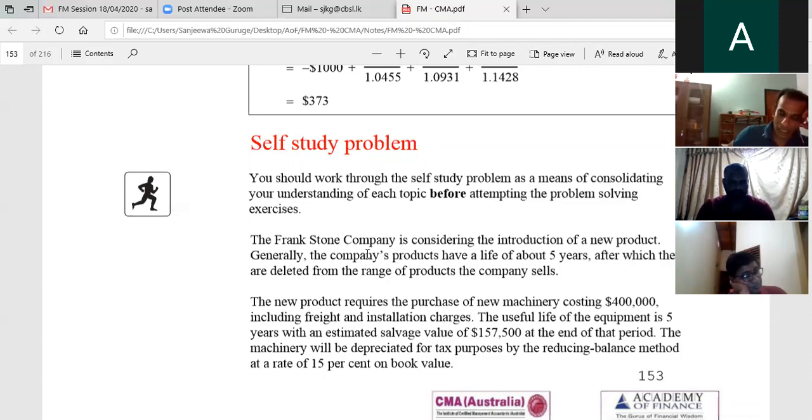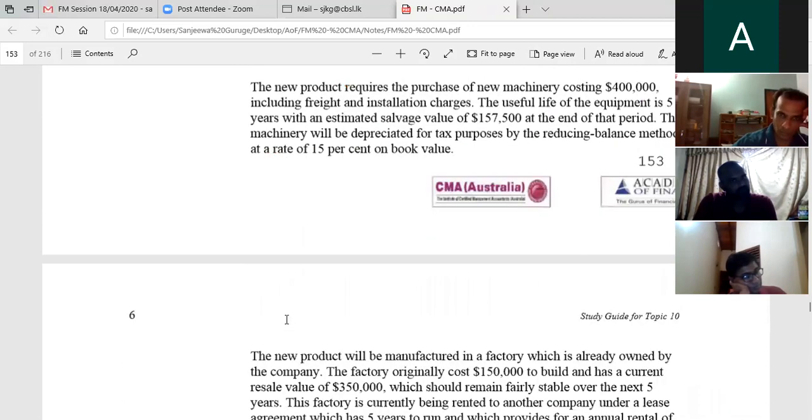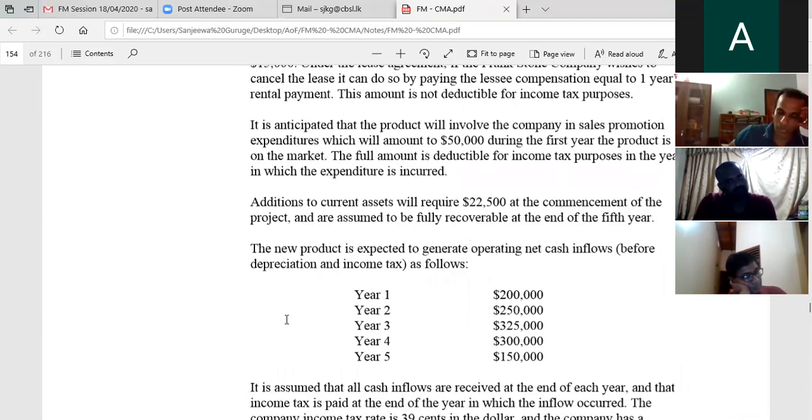It is anticipated that the product will involve the company in sales promotion expenditure, which will amount to 50,000 during the first year the product is on the market. The full amount is deductible for tax purposes in the year in which the expenditure is incurred. The addition to current assets will require 22,500 at the commencement of the project, assumed to be fully recoverable at the end of the 5th year. The new product is expected to generate operating net cash inflows before depreciation and income tax as follows, for the 5 years. Details are given.